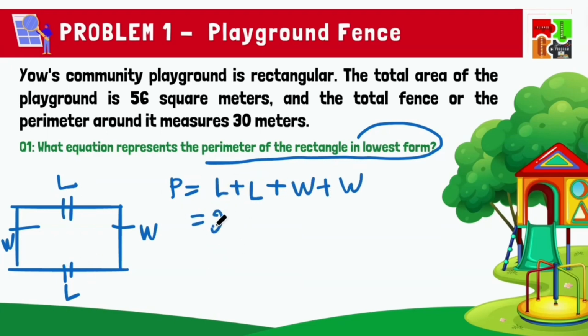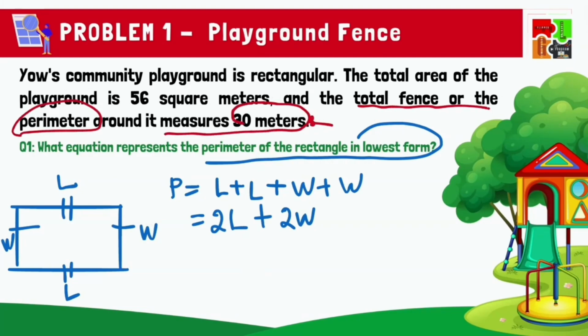Yung dalawang L na yan, when we add them, that is 2L. Yung dalawang W na yan, kapag sinimplify natin, that is 2W. Pero, there is a given here. Sabi, the total fence or yung perimeter around it measures 30 meters. So, binigay na yung perimeter. The perimeter is 30 meters. Ang hinahanap lang natin dito ay mismong equation na magre-represent ng perimeter. So, meron na tayong equation na 30 equals 2L plus 2W.